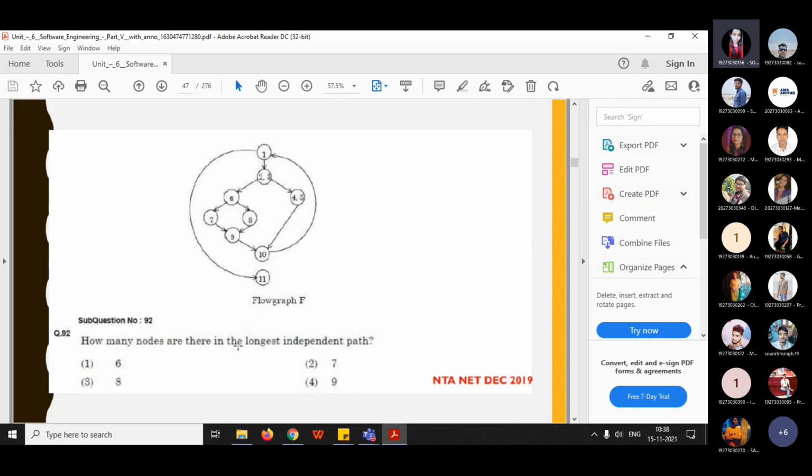Ma'am, 9. How did you get it? Ma'am, 2 and 3 are a single node or different nodes? Single node. Single node. Okay. Then it is 8.